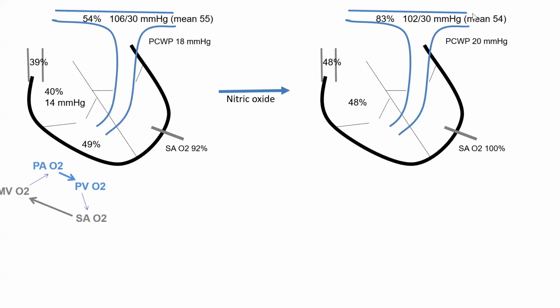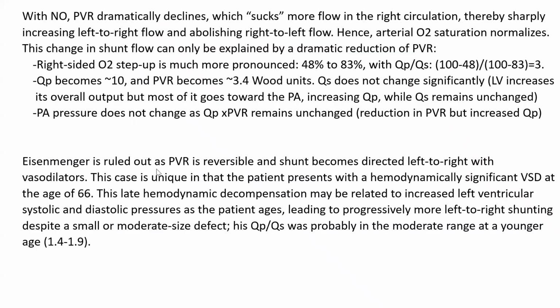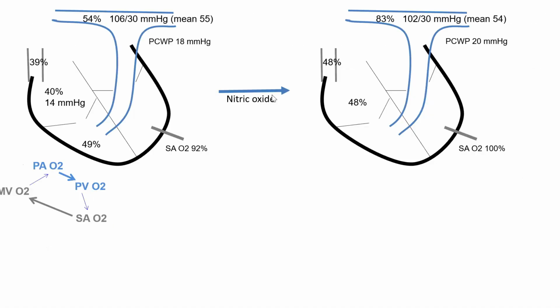Notice PA pressure didn't change. Why? Because I always explain PA is a composite of two things, of PVR and flow. Here we dropped PVR dramatically, but as a result we increased the shunt flow dramatically. Therefore, the PA number didn't change, but its components changed. So here that was helpful. It showed that the PVR dramatically resolved. We can reverse the shunt. Maybe he will benefit from shunt occlusion. Of course, you need to put that patient on chronic vasodilator and prove that this reduction is sustained on a chronic basis before considering closure of a shunt.